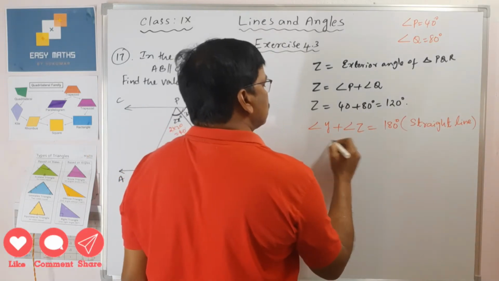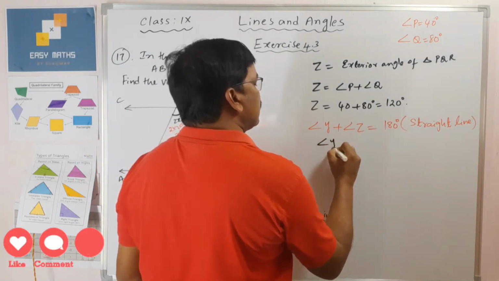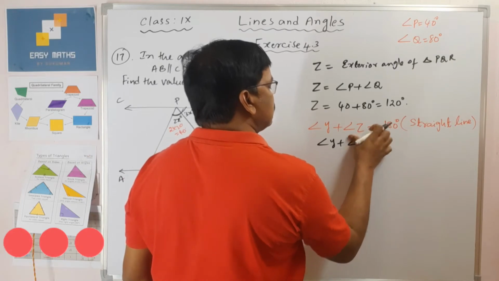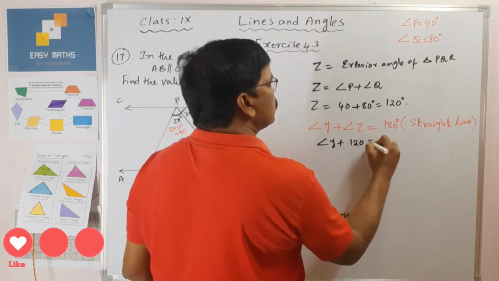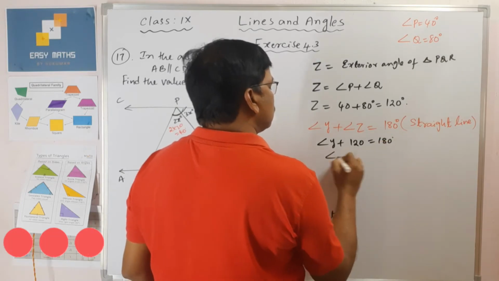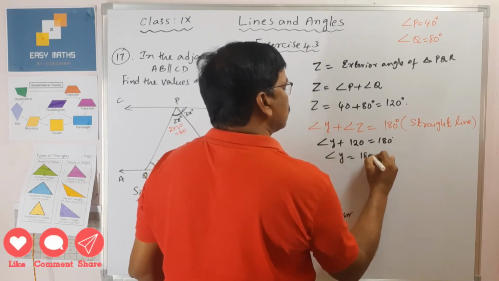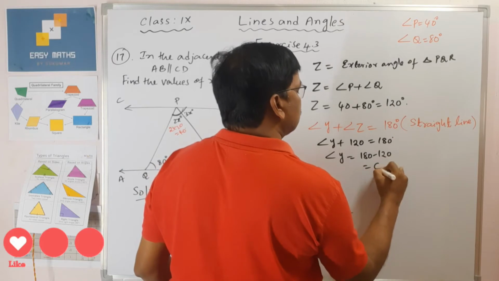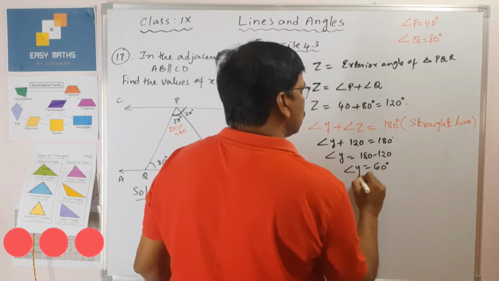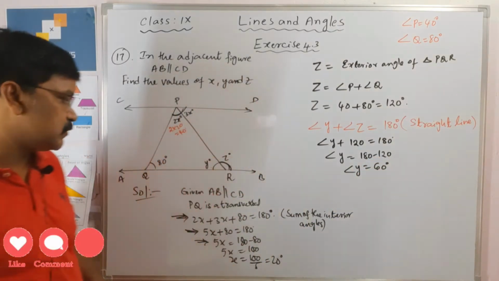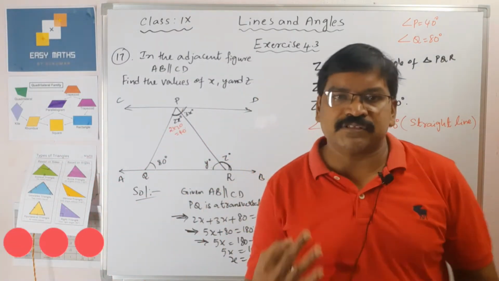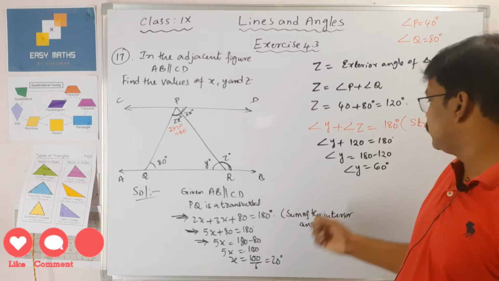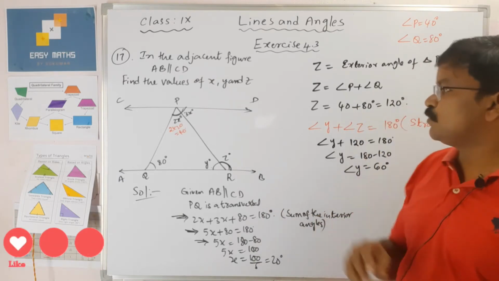So my dear students, we already found the value of Z. That means just let us substitute here. Angle Y plus angle Z means, what is it? Y plus 120 is equal to 180. So angle Y is equal to 180 minus 120, that is 60 degrees. So angle Y is 60 degrees. So we have found all the values x, y and z. Here x is actually 20, y is 60 and z is 120.